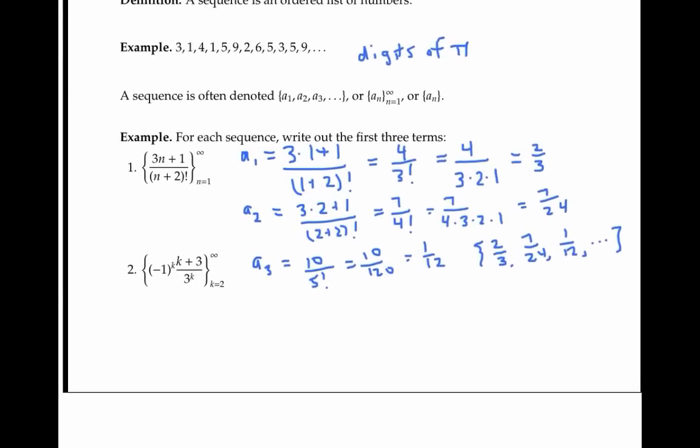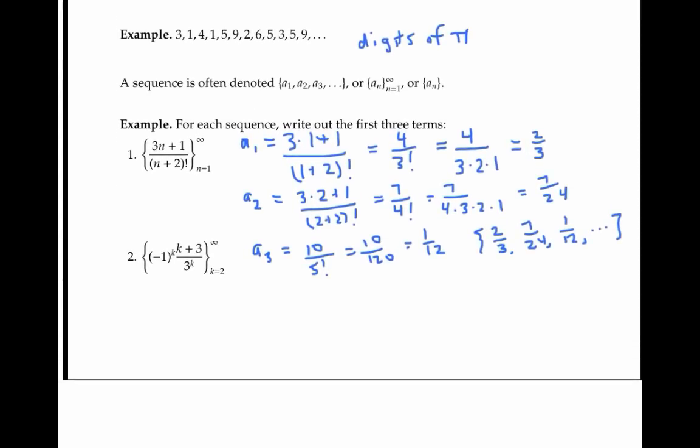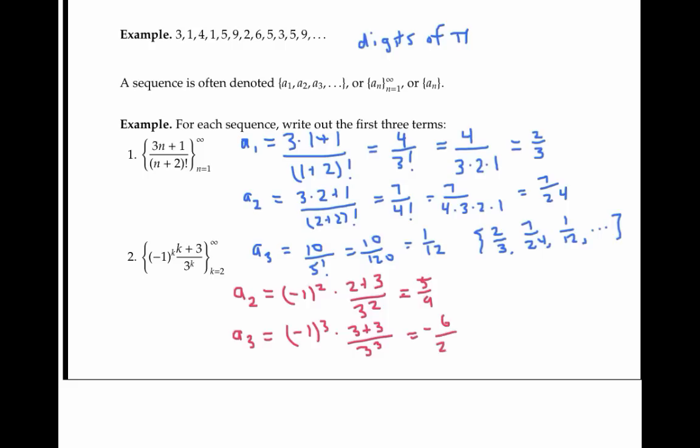For the second example, we're asked to start with k equals 2. So I'll call the first term a sub 2 and just plug in 2 for k, which is 5/9, since negative 1 squared is positive 1. Plugging in k equals 3, we get negative 6/27, or negative 2/9. For a sub 4, we again get a positive number, since negative 1 to the 4th is positive, and in fact, as we keep writing down terms, they're going to alternate between negative numbers and positive numbers because of the negative 1 to the k in the definition.